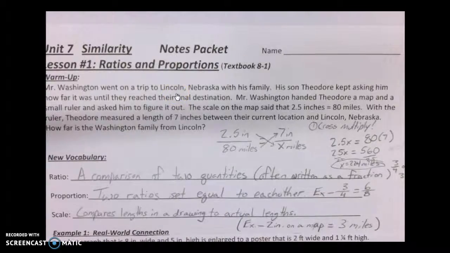All right, if you need to get the top of the notes filled in, please go ahead and look. This is your Unit 7 Similarity Notes video of the examples. Okay, so if you need to pause and fill in these notes, you can go ahead and do that. I'm going to start with example 1.